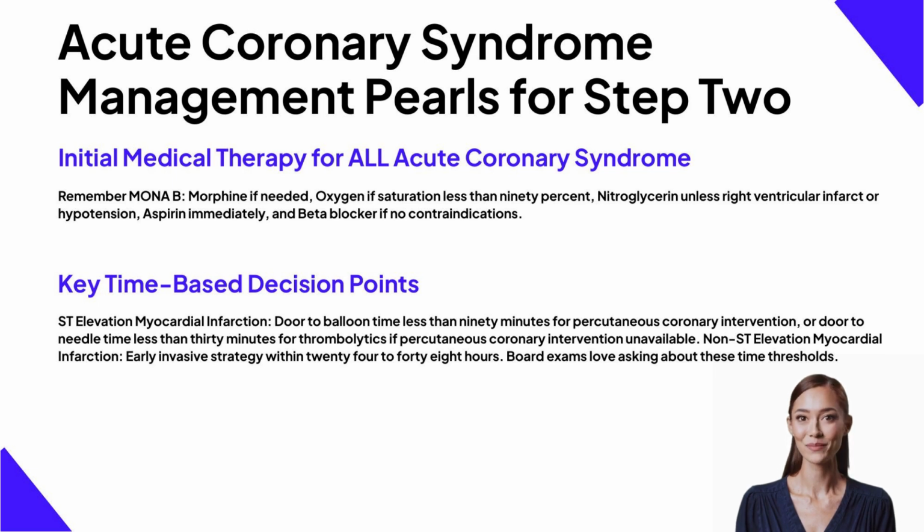Now let us cover some management pearls that appear frequently on Step 2. For initial medical therapy in all acute coronary syndrome, remember MONA-B. Morphine if needed for pain, oxygen only if saturation is less than 90%, nitroglycerin unless there is a right ventricular infarct or hypotension, aspirin immediately, and beta blocker if no contraindications exist.